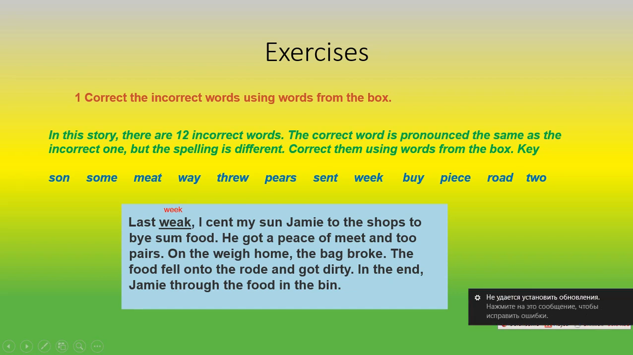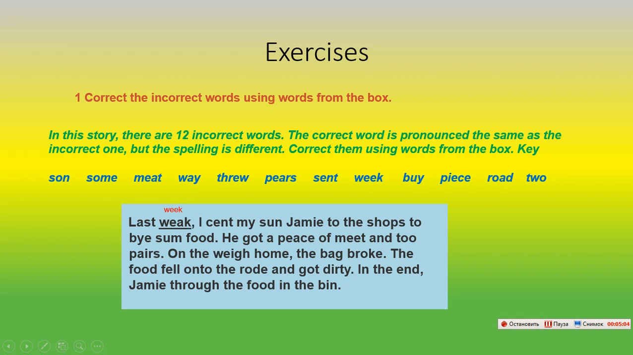Now, for example, last week. Instead of the incorrect word week, we use the word week. They are pronounced the same, but they have different spelling.